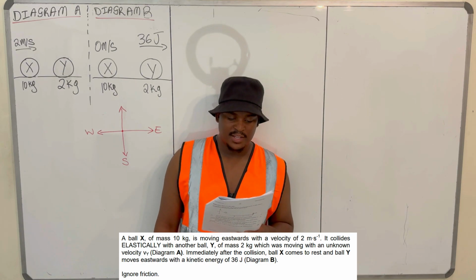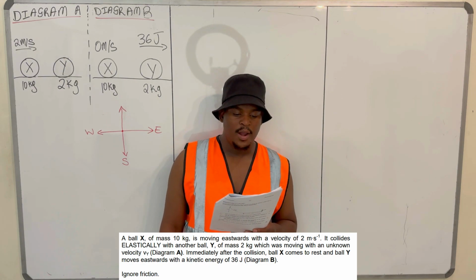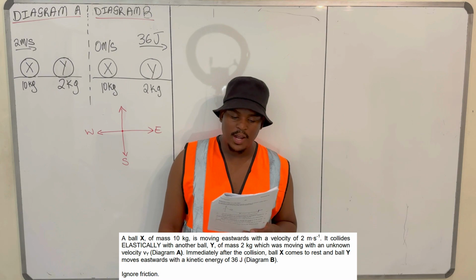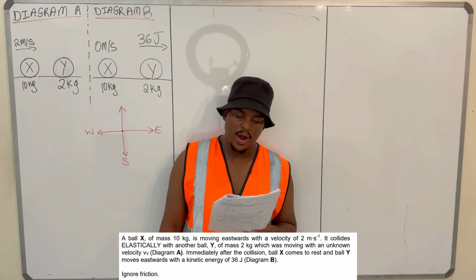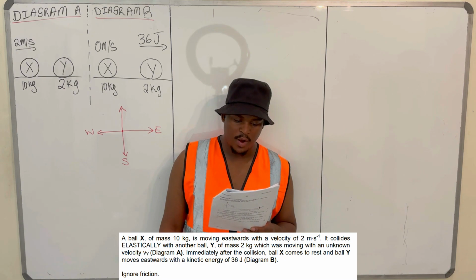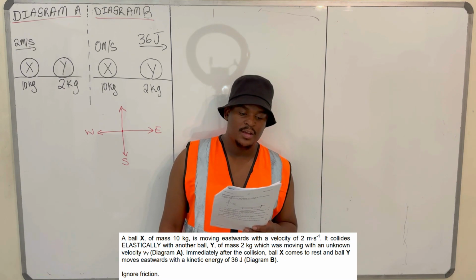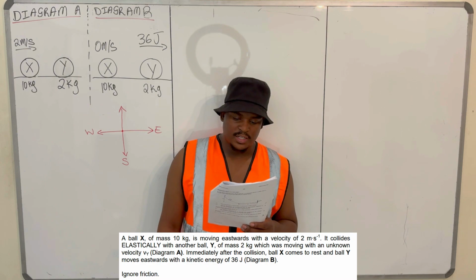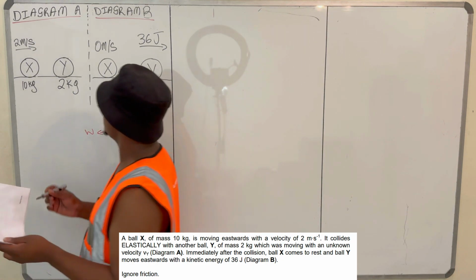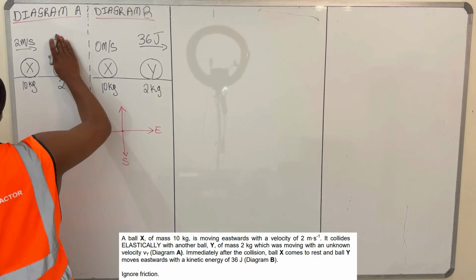So, let me read this again. Ball X of mass 10 kg is moving eastwards with a velocity of 2 meters per second. It collides elastically with another ball Y of mass 2 kg, which was moving with an unknown velocity Vy. See diagram A. Immediately after collision, ball X comes to rest and ball Y moves eastwards with a kinetic energy of 36 joules. See diagram B. No problem.